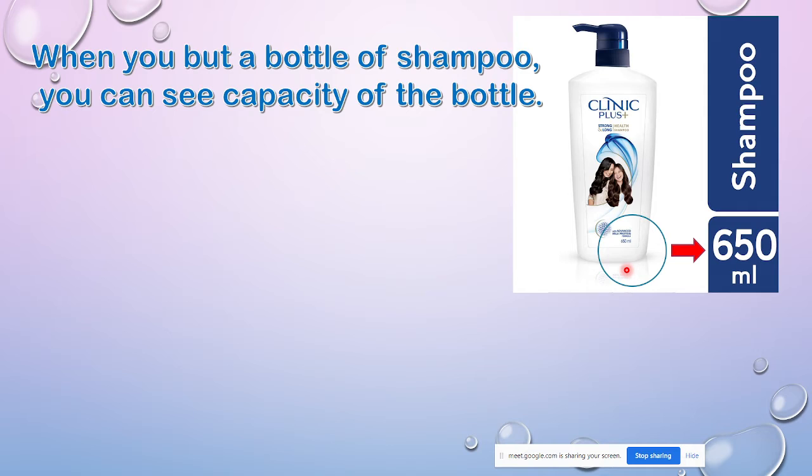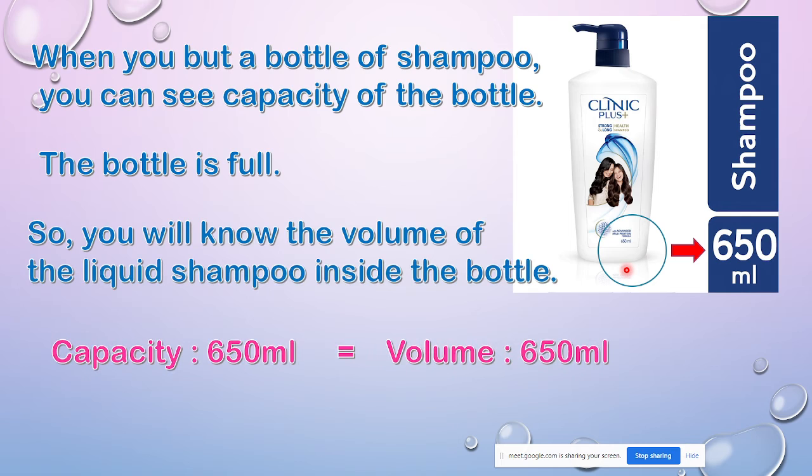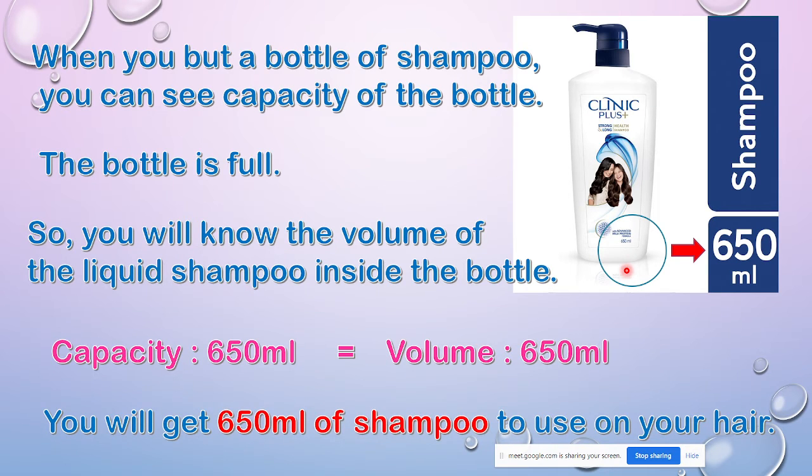Now, since it is a new bottle, a new shampoo, and you did not open it yet, it means it is full, right? Since it is full, what's the volume of the shampoo inside? 650 ml also, just like what's written on the bottle, because it is full. The capacity is 650 because it's full. Therefore, the volume is also 650 ml.